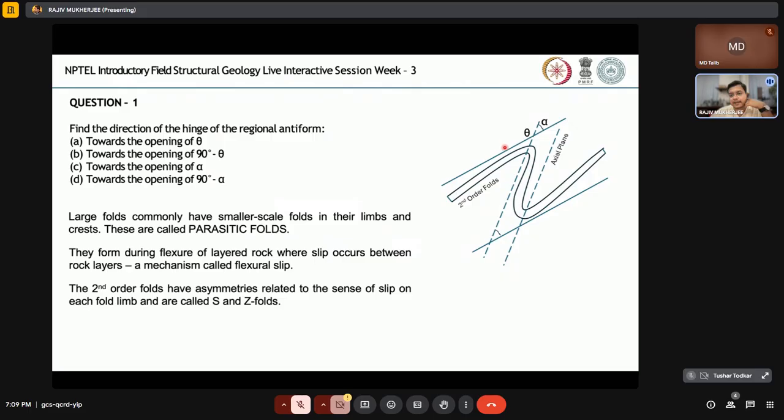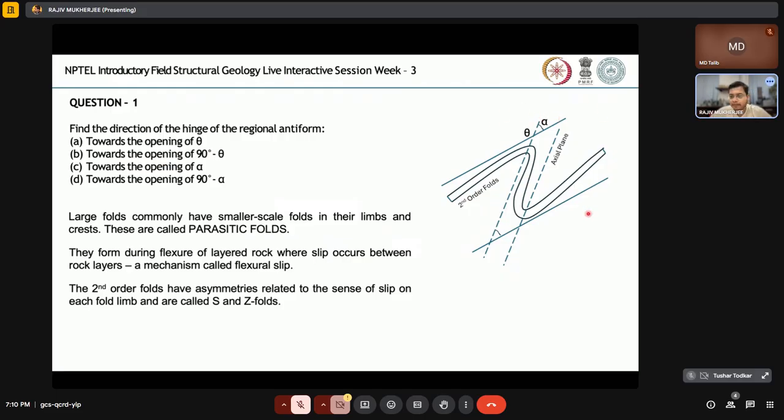Within the bedding plane surfaces, like here and here, there are also some second order folds which we observe, and from here there are four options given. That is, the hinge of the regional antiform will be towards the opening of theta, towards the opening of 90° minus theta, towards the opening of alpha, and towards the opening of 90° minus alpha. So from these four options you have to select one, which is probably the correct answer for determining the hinge of the regional antiform.